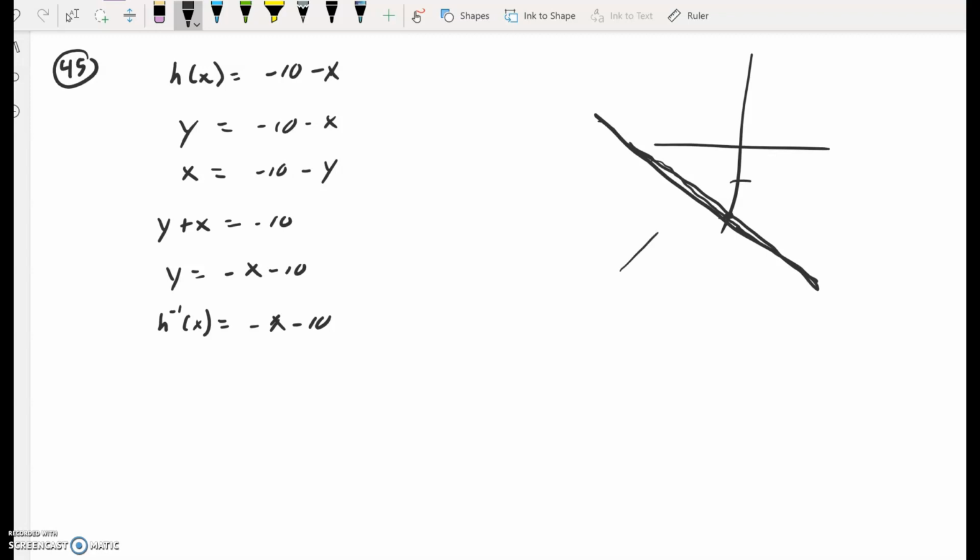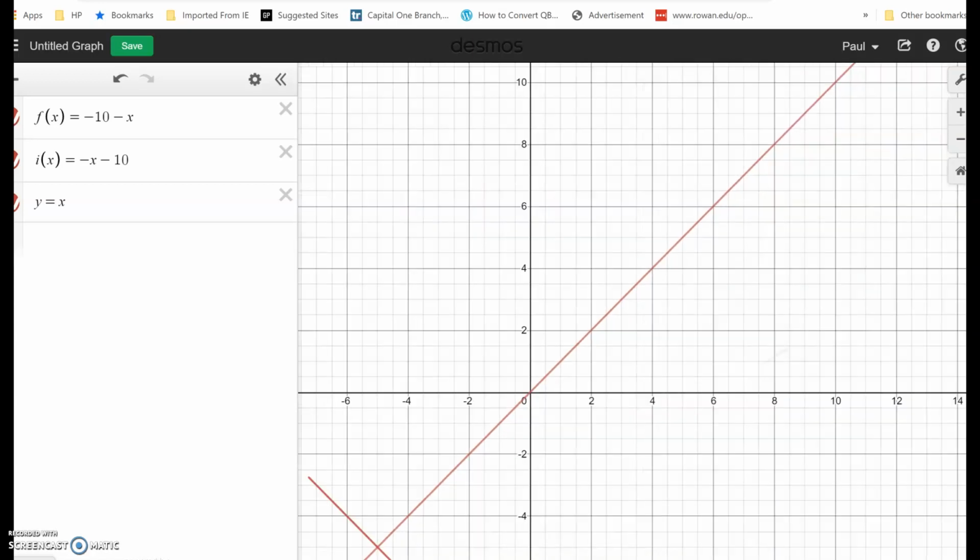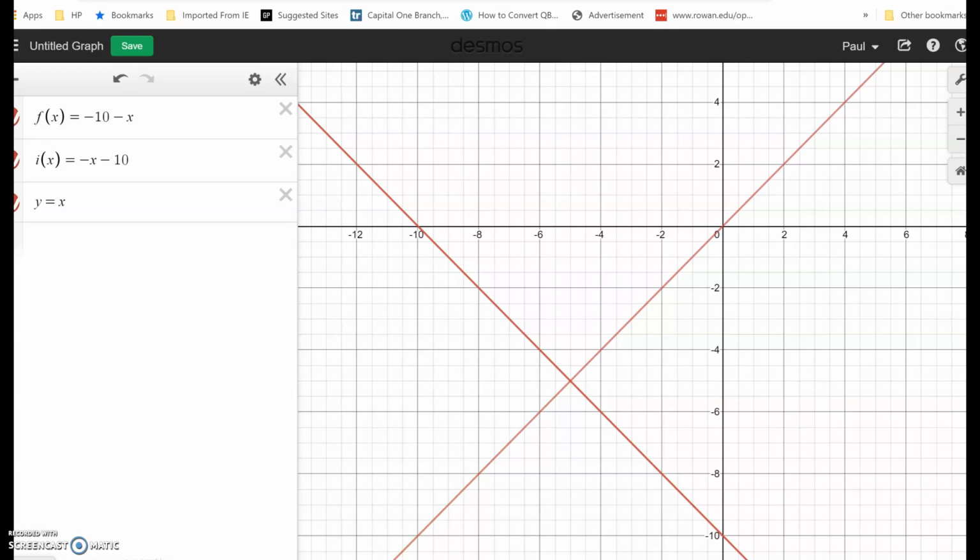But notice these two are symmetric with respect to the line y equals x, and so it's possible that we're correct. Let's see what Desmos has to say about this situation. You can see that the inverse of f of x is, in fact, itself, and there is symmetry with respect to the line y equals x.